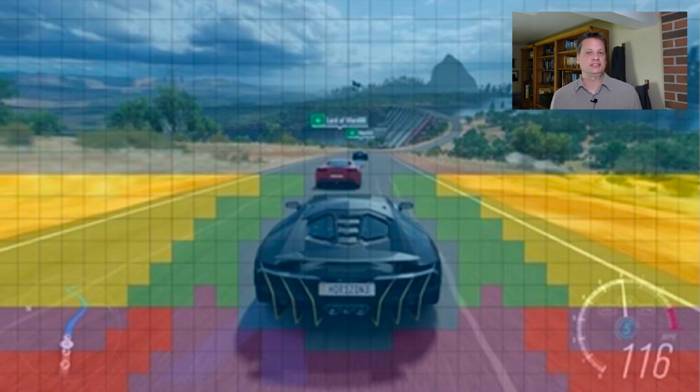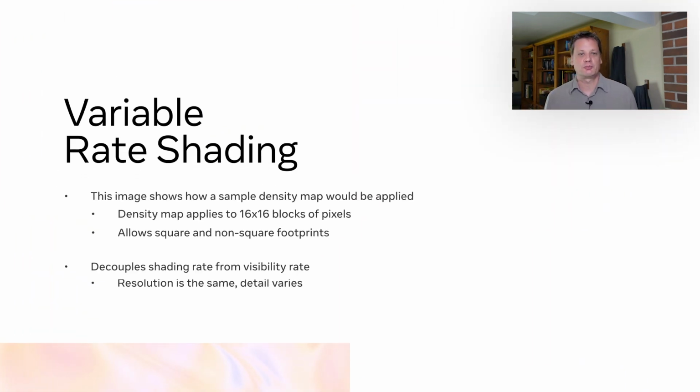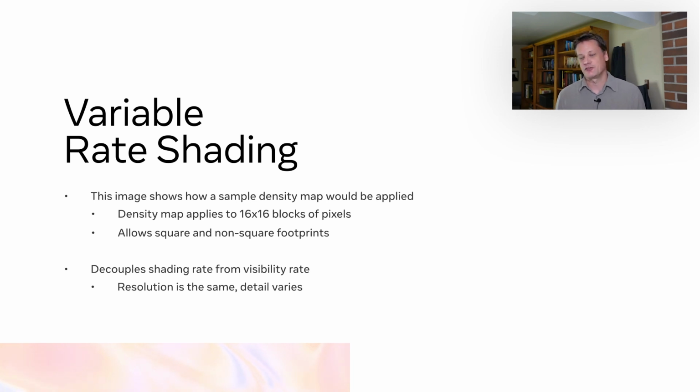In a nutshell, variable rate shading allows us to specify how densely we shade pixels in different areas of the frame. Modern GPUs provide native support for this technology in its various forms, and used judiciously, it can have a significant impact on performance. Here are some examples of what that density map shading pattern might look like.